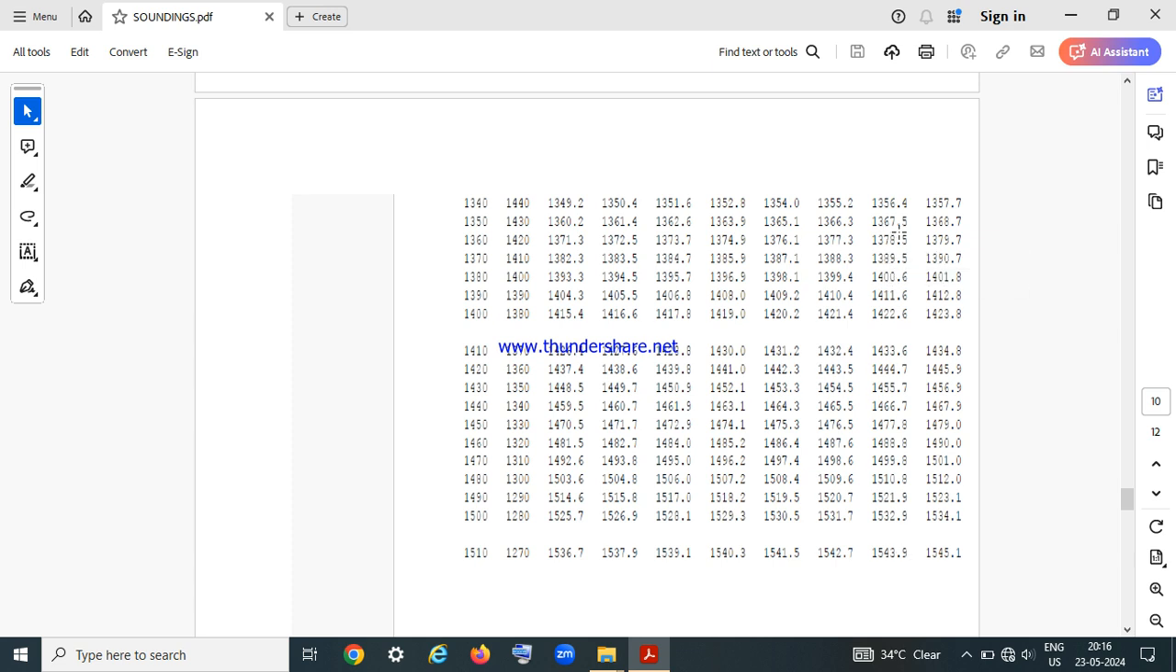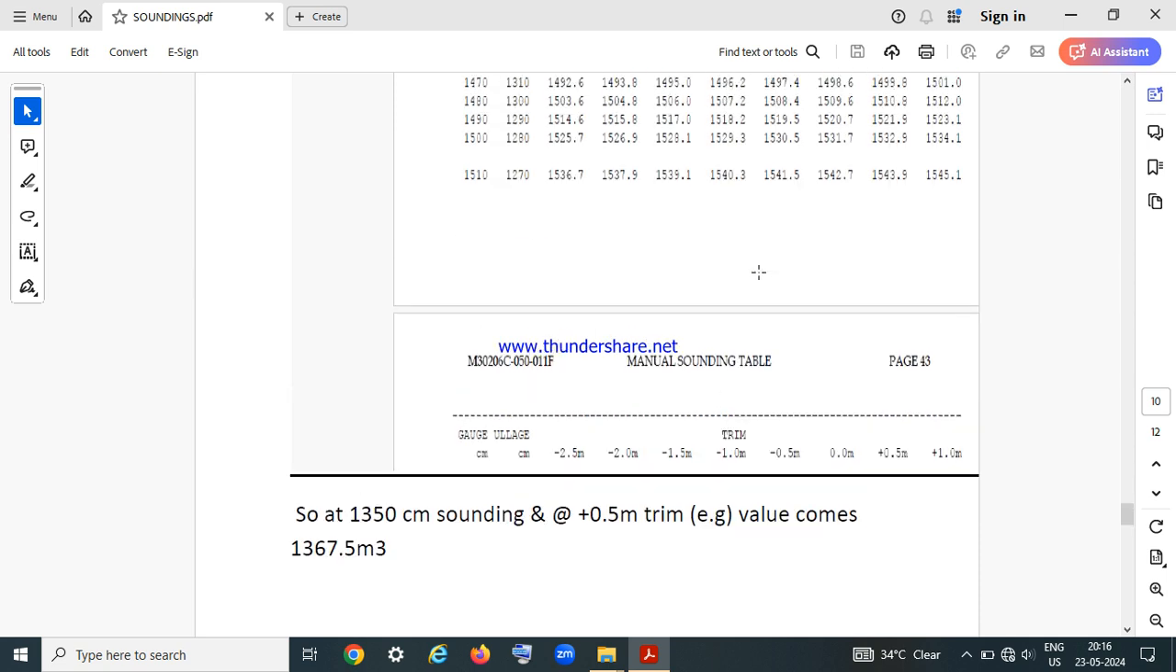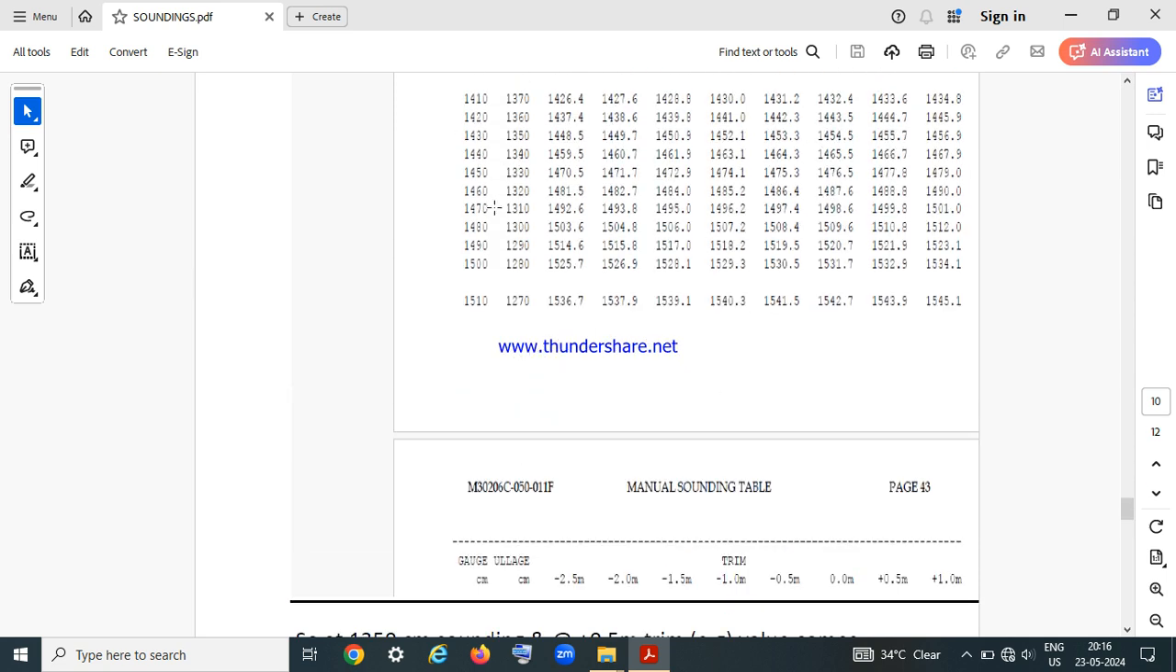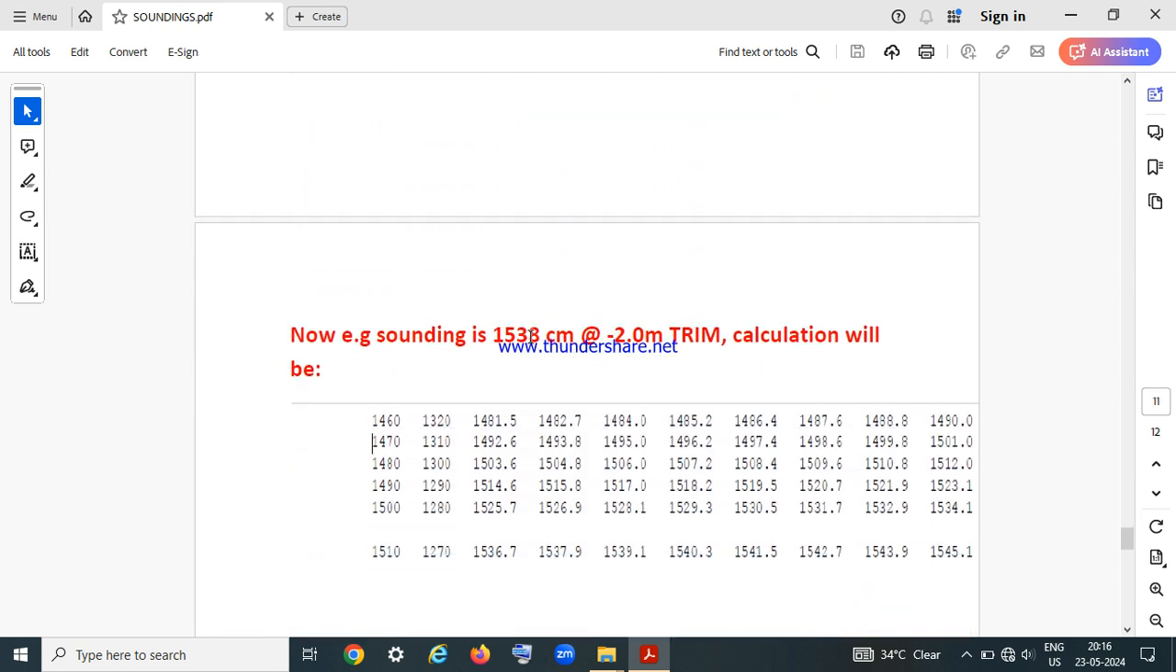1350 corresponds to 0.5 trim, so 1367.5 meter cube. So here this was easy because it is coming as per this value, but very rarely will you find it according to this table, like your sounding came 1440 or 1450. Most of the time it will come like 1458 or 1461 or 1474, like that. So again I will take an example.